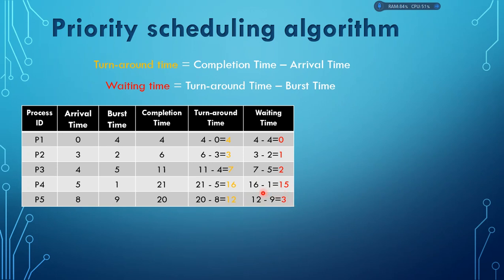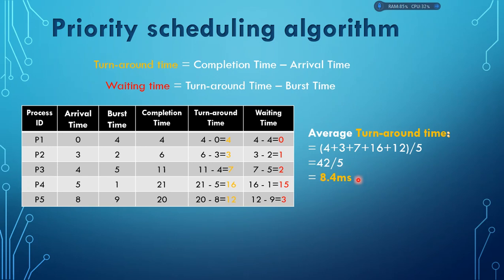How do we compute the average turnaround time and the average waiting time? We have the formula: we add all the values of the turnaround time divided by the number of processes. We have 5 processes. So 4 plus 3 plus 7 plus 16 plus 12 equals 42, divided by the number of processes, which is 5, is equal to 8.4 milliseconds. That's the average turnaround time.